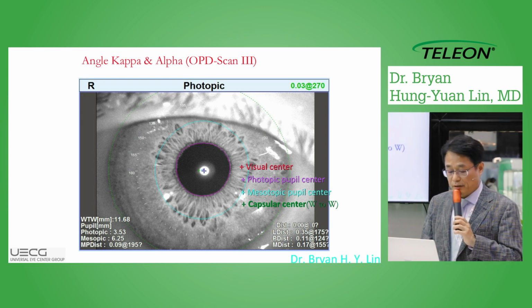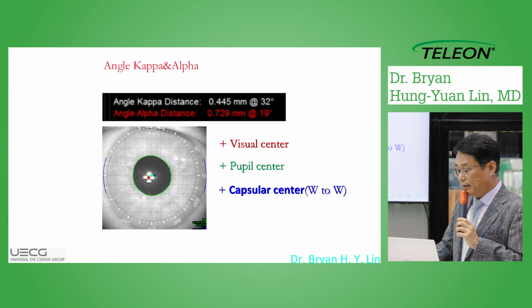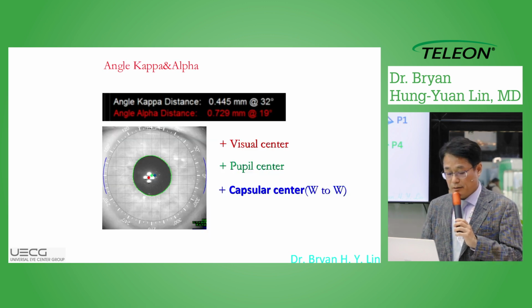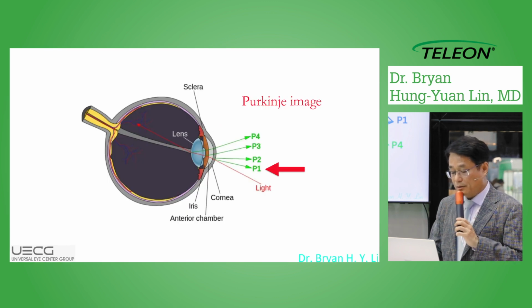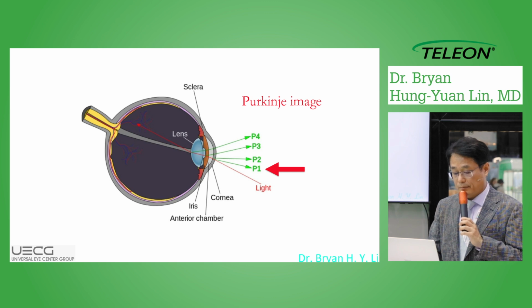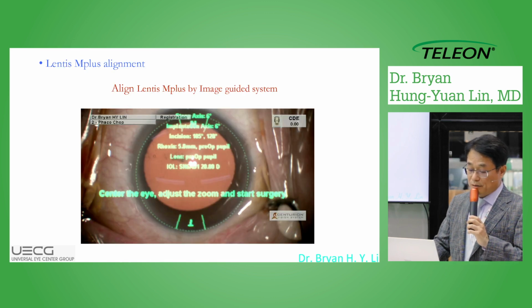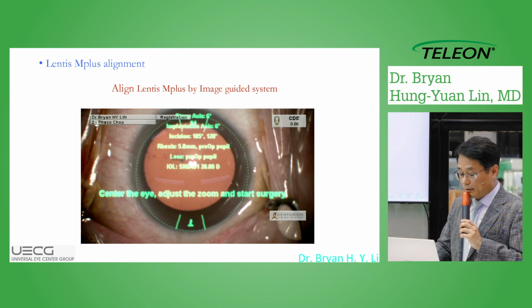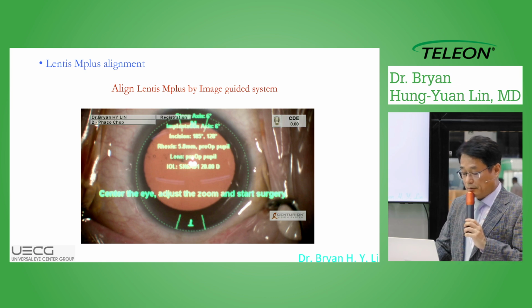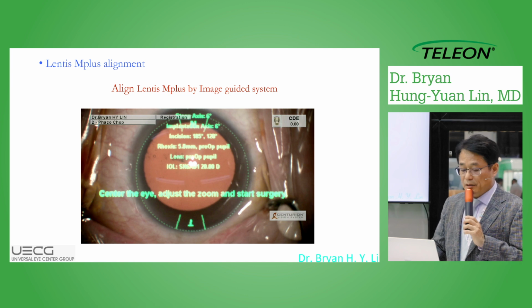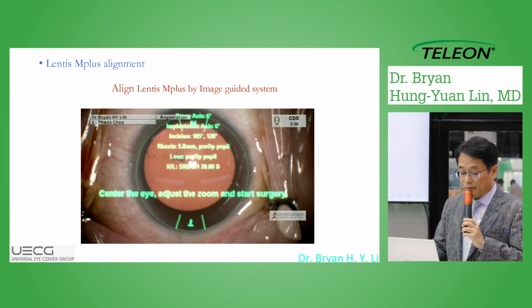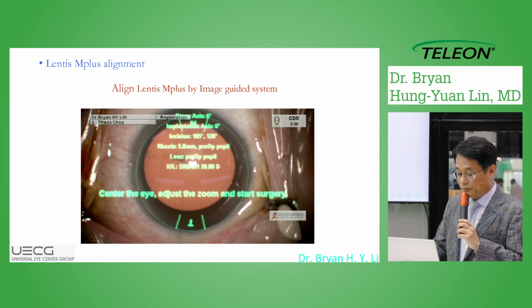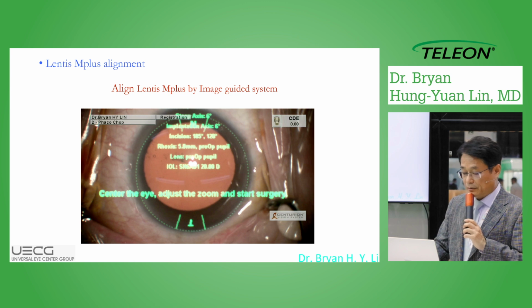Almost all corneal topographers on the market can detect these important data. During surgery, we use Purkinje image 1 under the microscope as a reference for alignment. This video demonstrates Purkinje image on the LENTIS Mplus under the microscope. Purkinje images on the LENTIS Comfort are more difficult to observe. However, they can be seen by tilting the body of the LENTIS Comfort to make sure of the alignment.